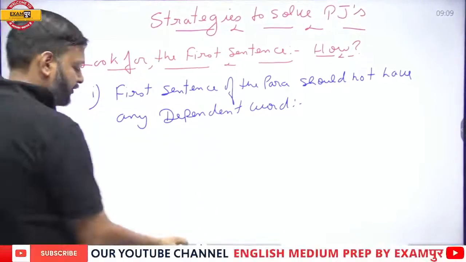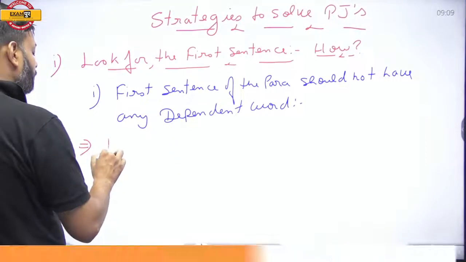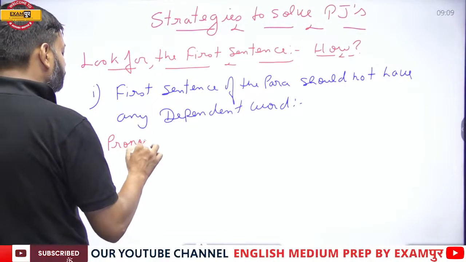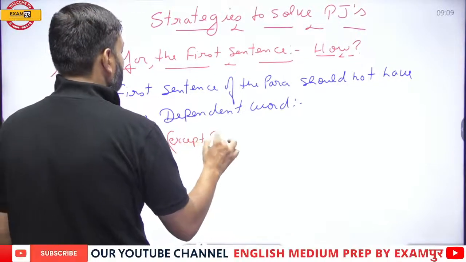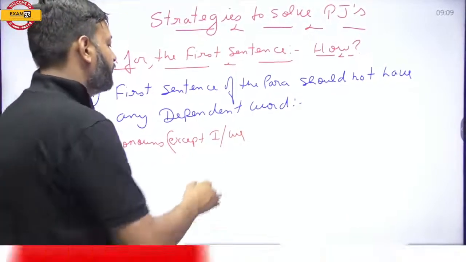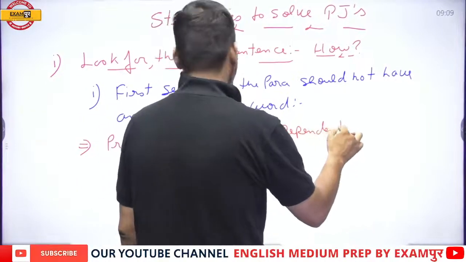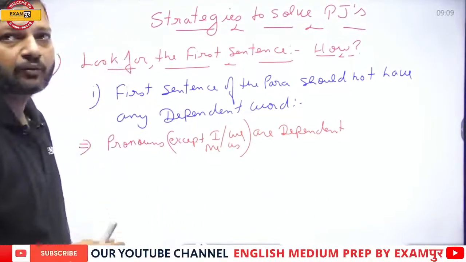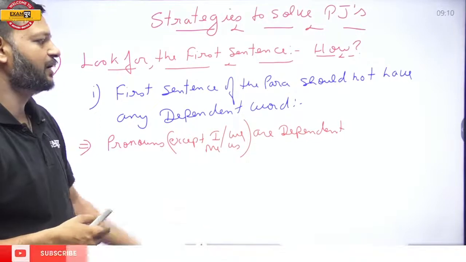Okay, now what are dependent words? Pronouns, except I, we. Pronouns except I, we are dependent. I, we, and of course me and us. Subject and object of I and we. I, me, we, us. So pronouns except I, we, me, us are dependent.